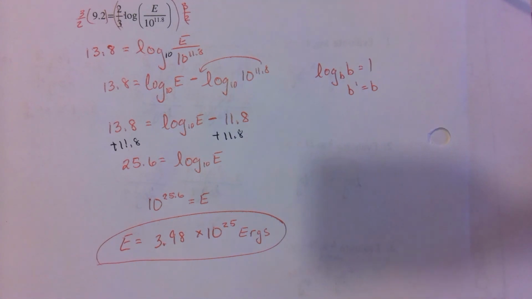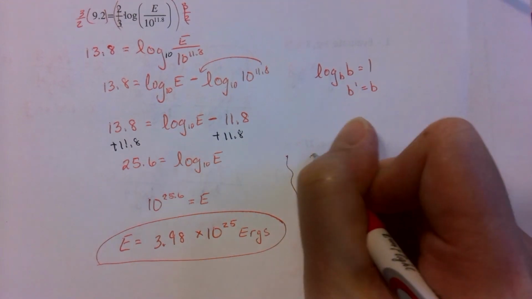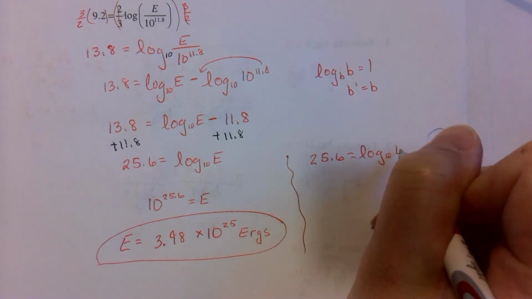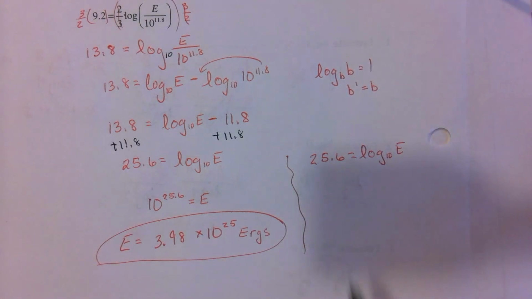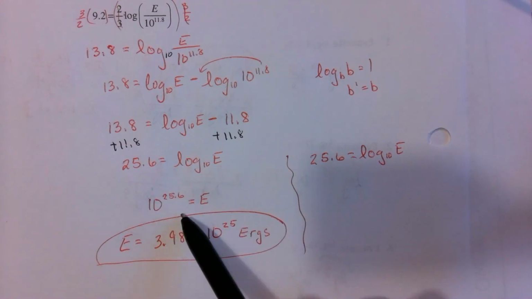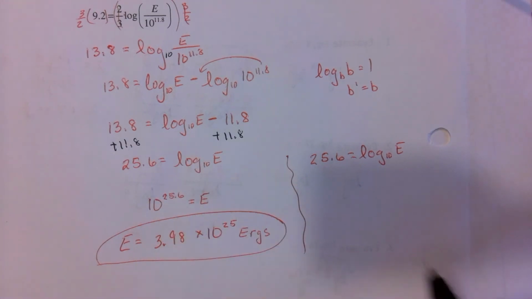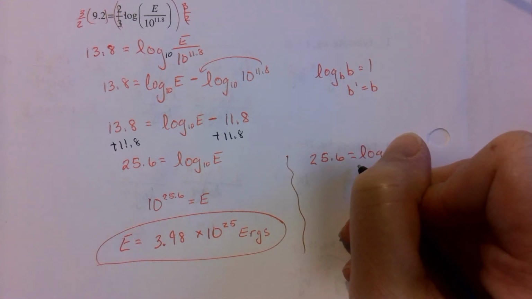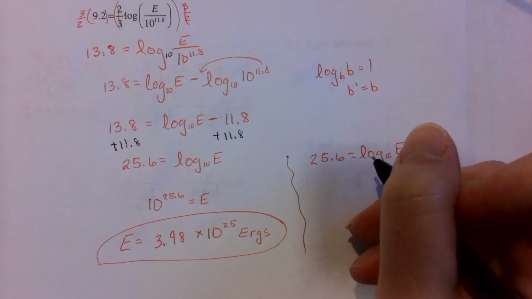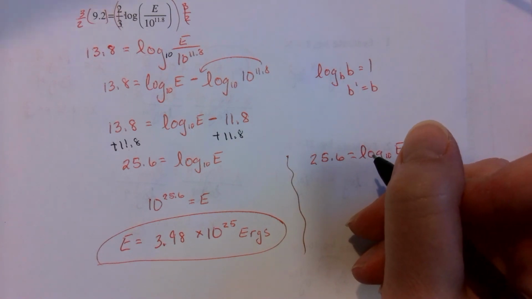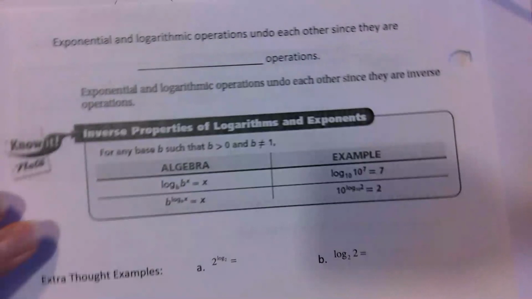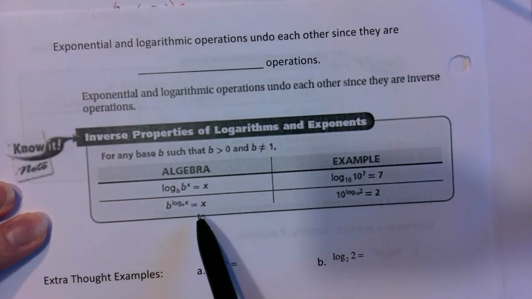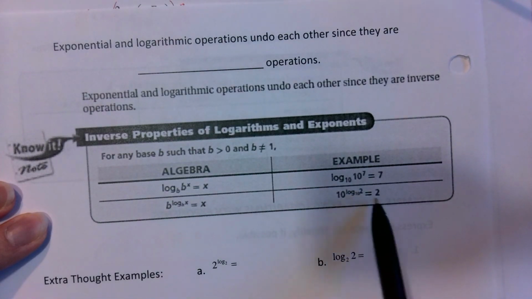Just as a side note, another way we could have solved this, we had 25.6 equals log base 10 of e. I prefer to knock it out of logarithmic form and put it in exponential form, and the answer fell right into our lap. The other way you could have done it is to use one of the properties that we had done before. That property is right here: B to the log base b of x is equal to x. So 10 to the log base 10 of 2 is equal to 2.